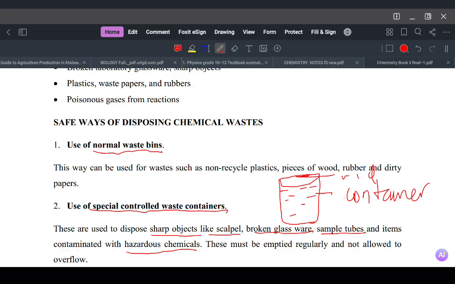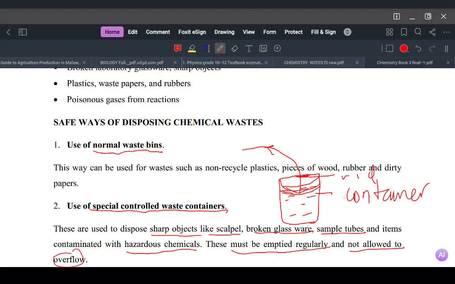Each time you feel you have collected the waste, maybe 3/4 full, this should be taken to a place where it can be emptied. So these must be emptied regularly. Do not allow this to fill up so that it can overflow. We are saying these must be emptied regularly and not allowed to overflow.